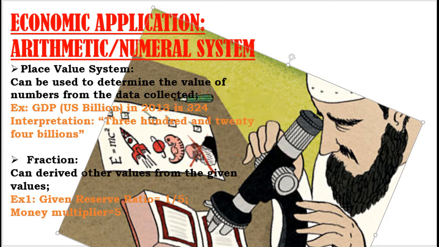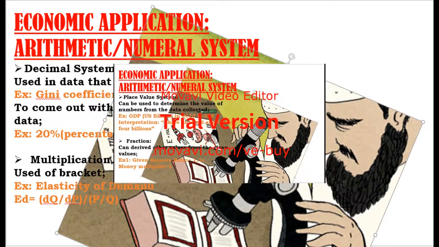Economic application of arithmetic. The place value system introduced by Al-Khwarizmi can be used to determine the value of numbers from the data that we have collected. For example, the GDP in 2013 can be interpreted as 324 billion. The use of fractions can be used to derive values from other values. For example, from 1/5 of a given reserve ratio, we can know that the value of the money multiplier is equal to 5, since the money multiplier is the reciprocal of the reserve ratio.